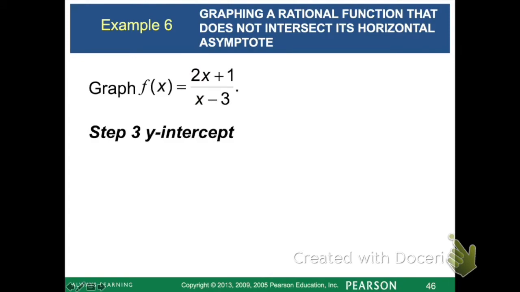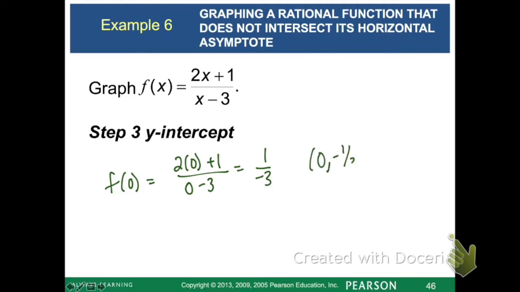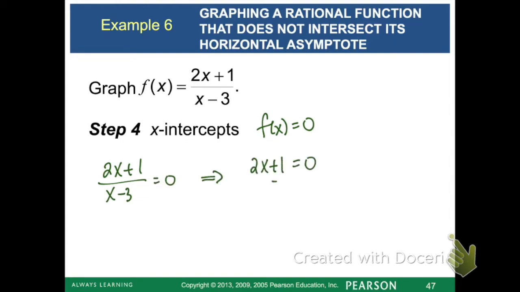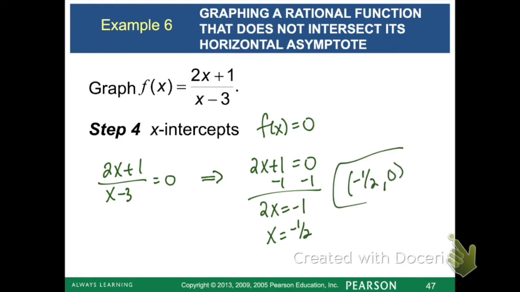To find our y-intercept, we're just plugging 0 in for x. When we do that, both of the terms with x's in them are just going to go to 0. So it's just going to be the 1 divided by -3 or -1/3. Make sure that you write your intercept as a point. Step 4, find your x-intercepts. That means to set our function equal to 0. Remember, anytime we set a fraction equal to 0, we're just really setting the numerator equal to 0 and solving. So we find that we have an x-intercept at -1/2, 0.